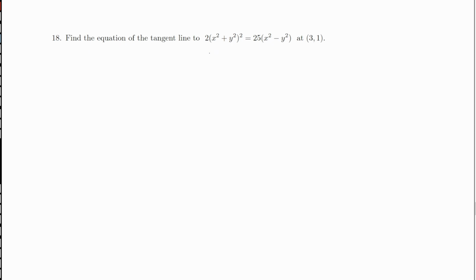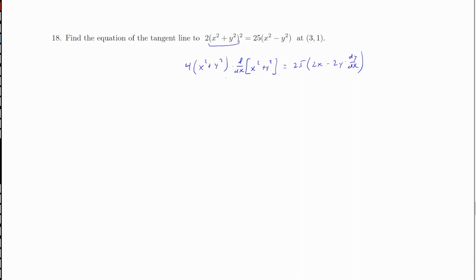Using implicit differentiation, I have an inside function, so I'm going to use the chain rule. The 2 comes down, so we have 4 inside function, lower the power by 1, so it's the 1 times the derivative of the inside function. On the right-hand side, the 25 hangs out. The derivative of x squared is 2x. The derivative of y squared is 2y times dy/dx.